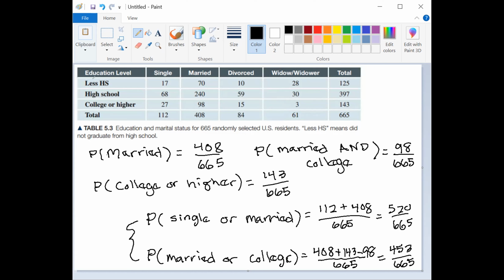Meanwhile, can you have less than high school and high school at the same time? No, you can't. So these are counted separately. So none of these 17 are in the 68. And so the rows also represent mutually exclusive events. If you were to find the probability that someone has less than high school or high school, you would just add these two together. We wouldn't need to do that subtraction stuff. The subtraction is what you have to do when you have events that are not mutually exclusive. So with mutually exclusive events, it's very easy to do the calculations.